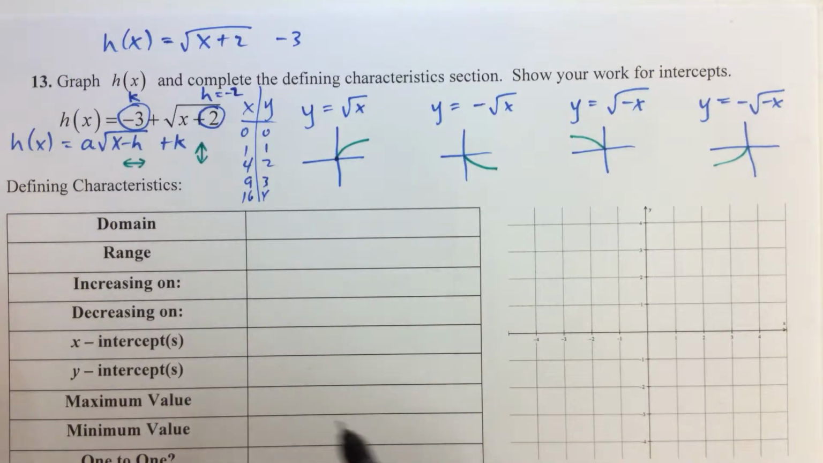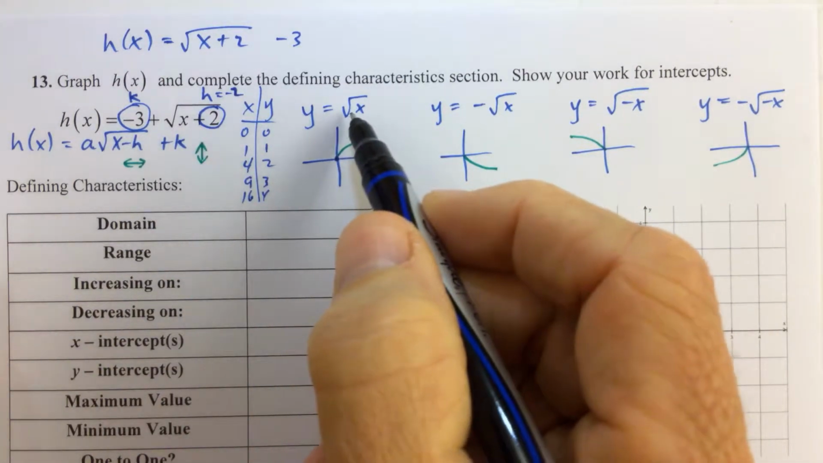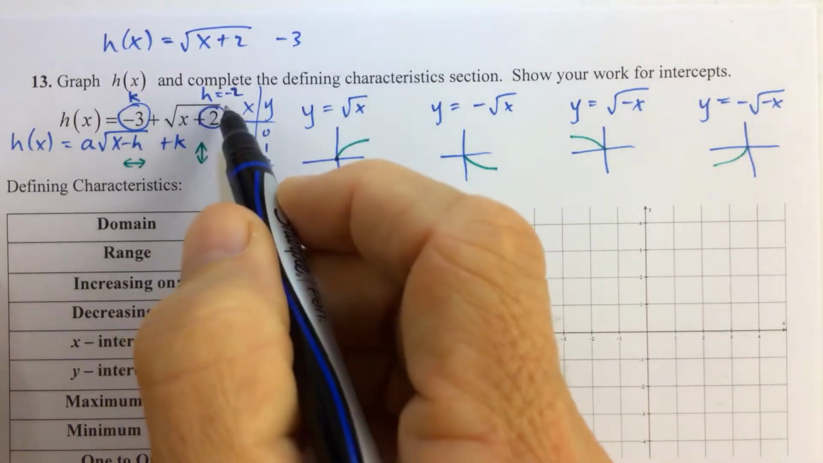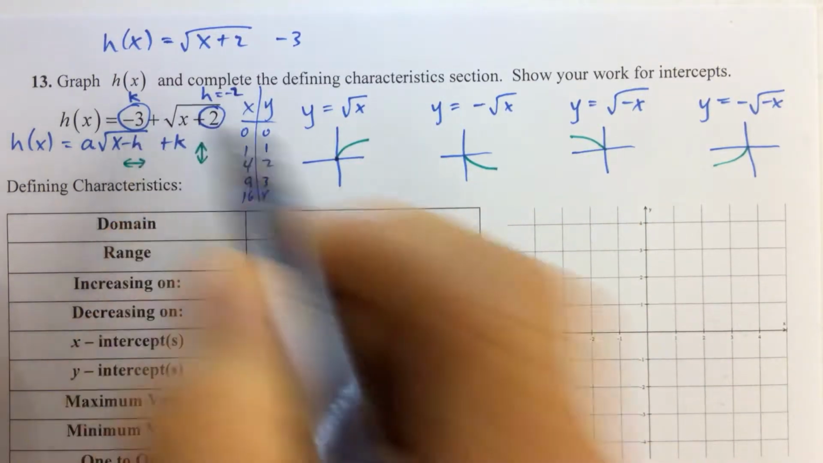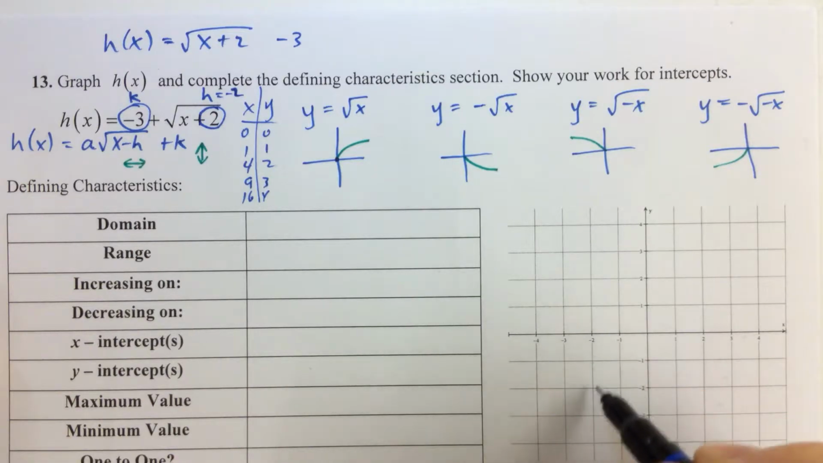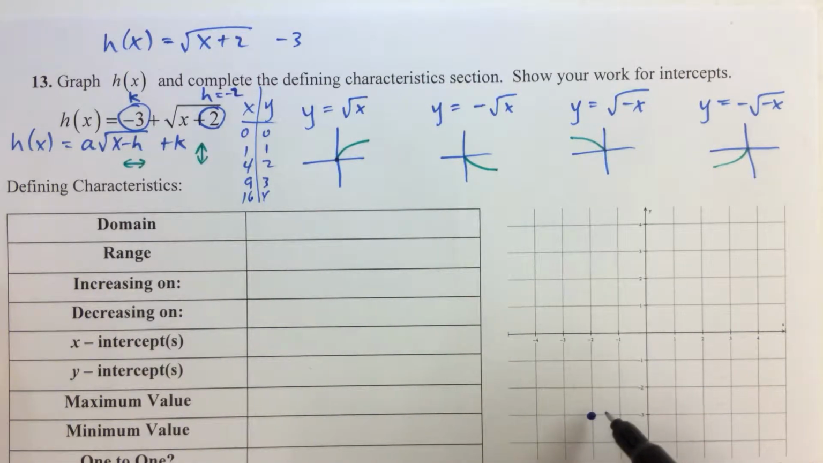And as for figuring out the domain, we can figure out the domain after we graph it. But the bottom line is, we take this graph of y equals radical x and we move it to the left 2 and down 3. So left 2 and down 1, 2, 3. So that's how we find the starting point.